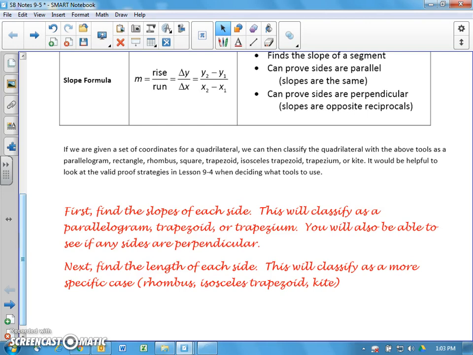Within each category, there are special figures, and you've got a little more work to do, but you can also see it from the slopes if any of the sides are perpendicular, and that may be helpful if you're trying to prove something to be a rectangle or a square. Your second step is to look at the length of each side. This helps you classify it more specifically, like a rhombus or an isosceles trapezoid or a kite. So let's do some examples.